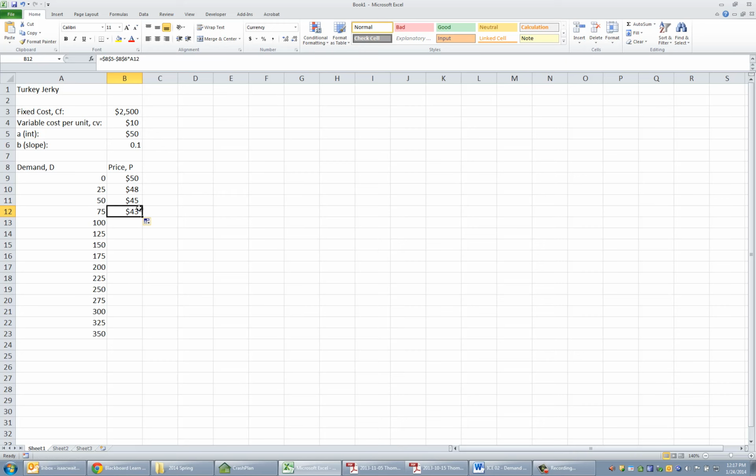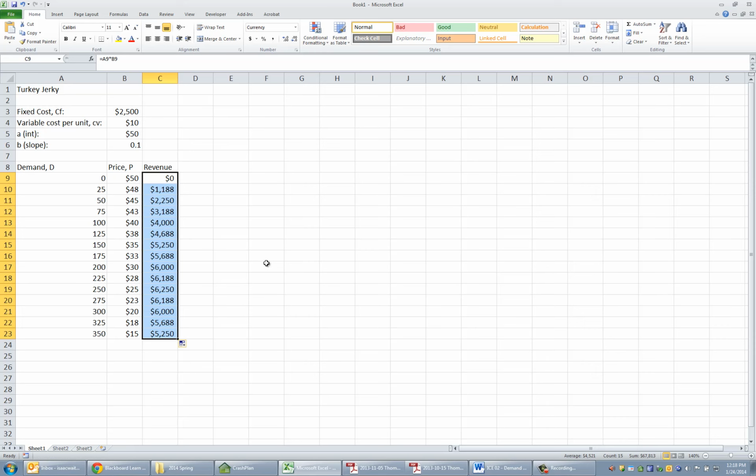Another thing I can do besides drag, remember, is go here to the corner and double click, and it'll fill in all the rest of the way. The next column I'm going to have is revenue, and the revenue we can find by having the amount that's being sold, so equals tells it it's a formula, demand times price, and that's how much revenue is being brought in for each of the different levels of demand.